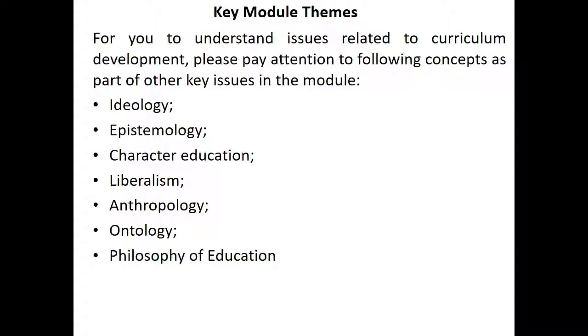Now, I've come to the end of the explanations of the key study units. As I've mentioned, these units are five. Now, what are some of the key module themes that you should be able to look at? To understand issues related to curriculum development, please pay attention to the following concepts as key issues in the module. What is an ideology? What is epistemology? What is character education, liberalism, anthropology, ontology, and philosophy of education?